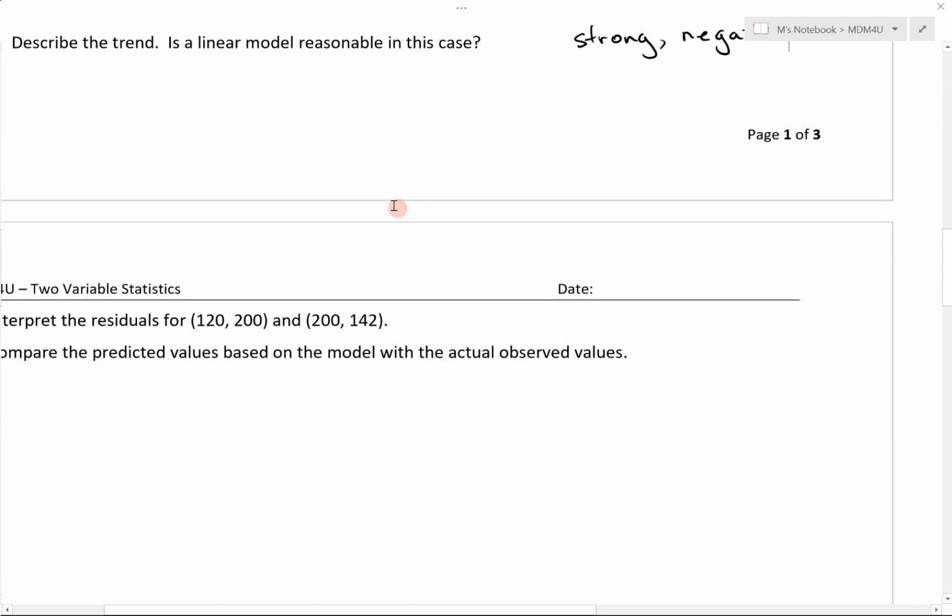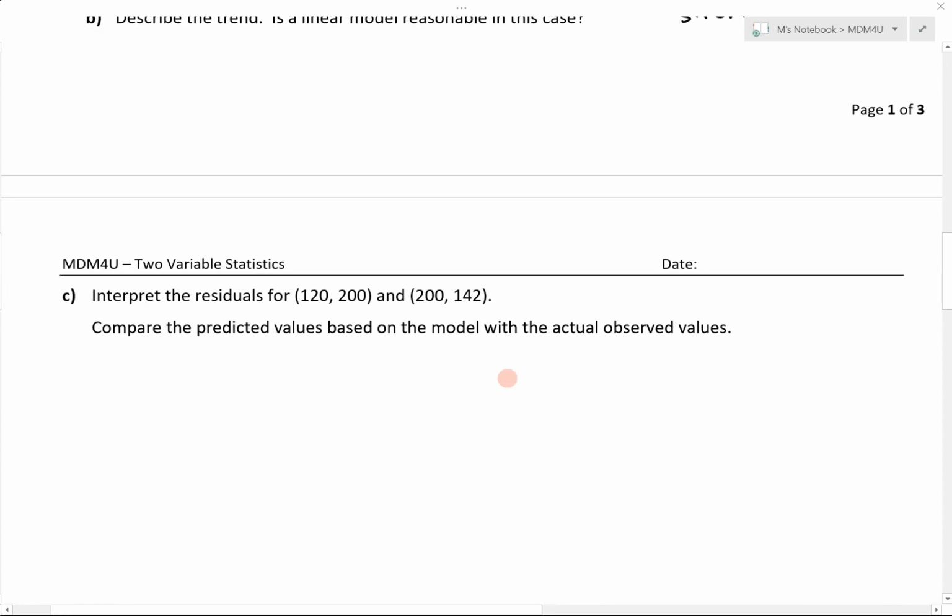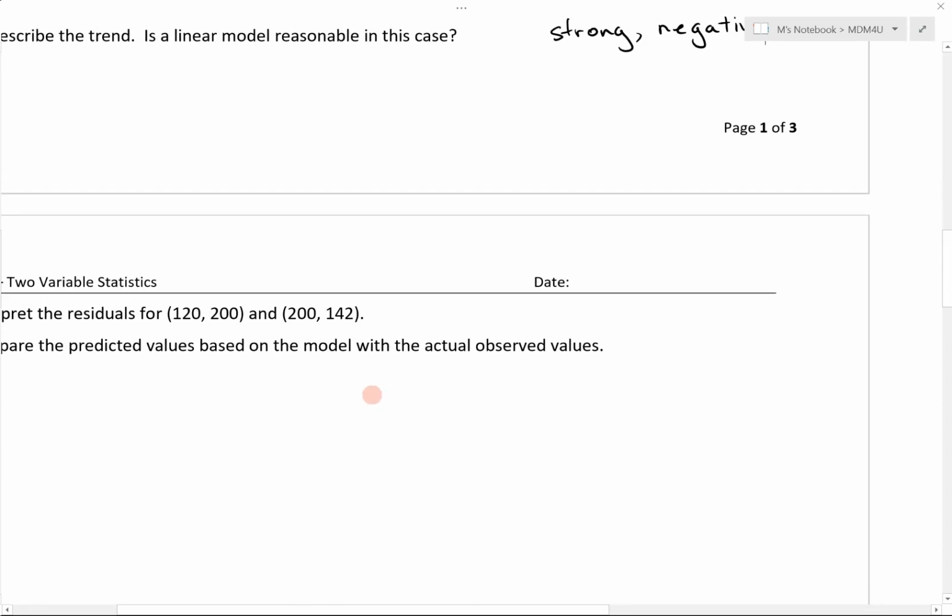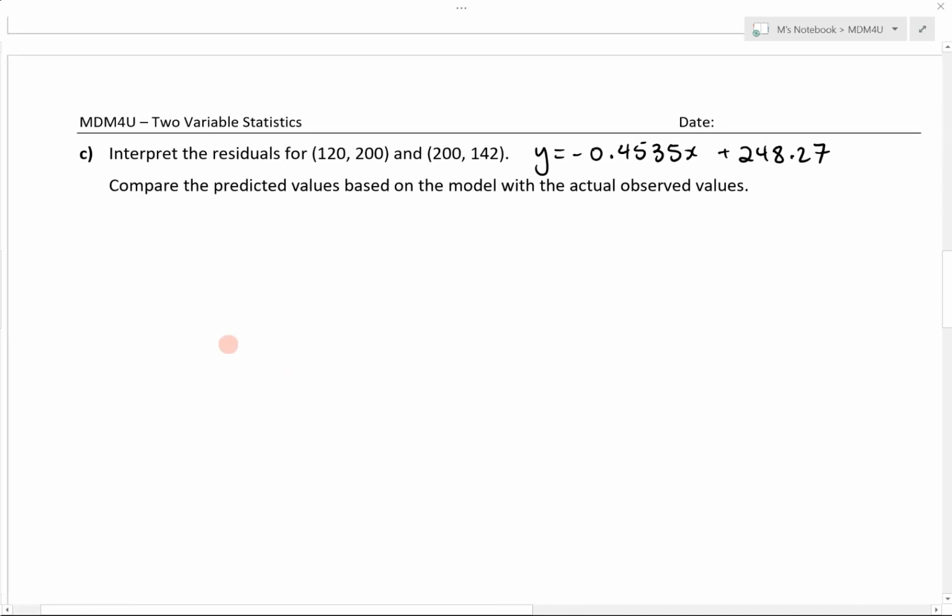Okay, so moving on. Part C, interpret the residuals for the points (120, 200) and (200, 142). To interpret the residuals, you are going to need the regression model equation. So y equals, let me write that equation down one more time here, negative 0.4535x plus 248.27. So what is the residual again? I'm going to say the residual of (120, 200) is the difference between the actual value of this value right here and the predicted value coming from the line of best fit.